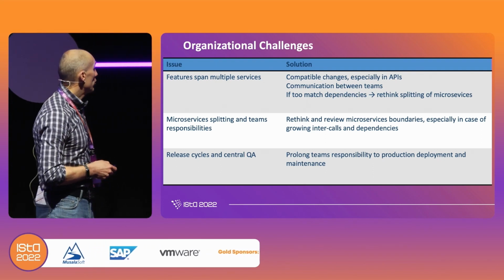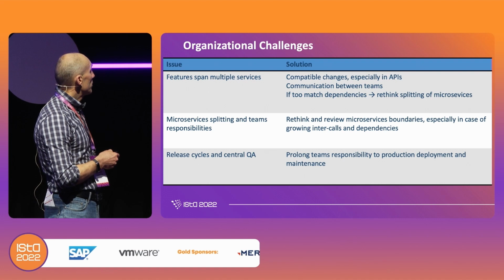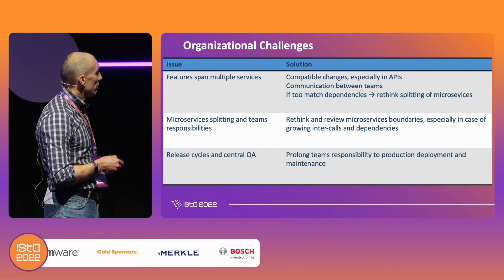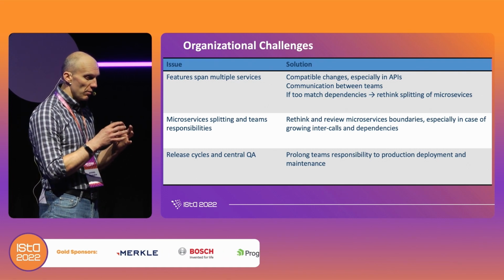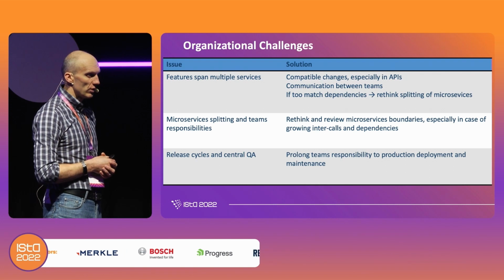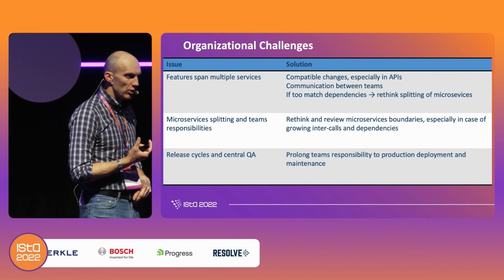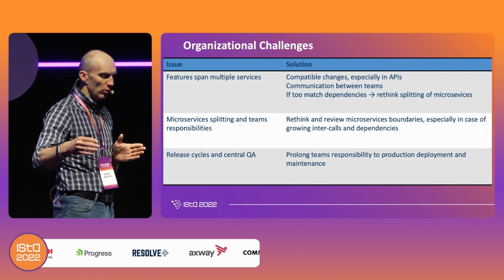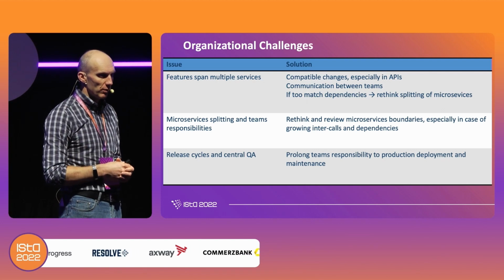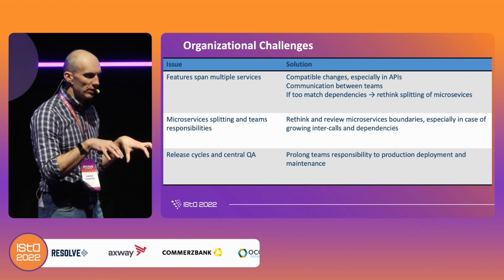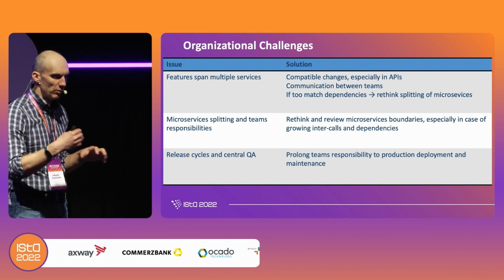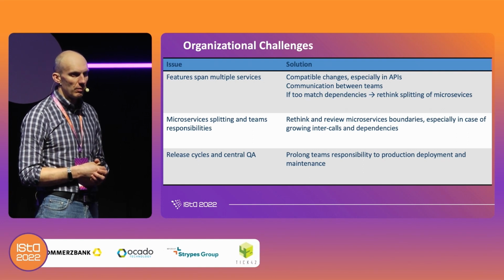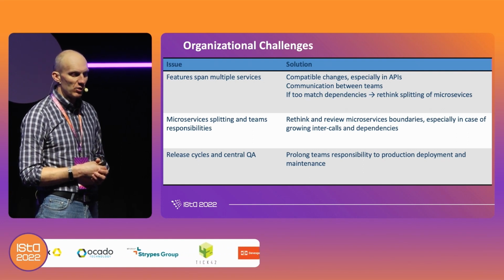What do we do with organizational challenges? Features span multiple services. Most important was that if they make changes in APIs, external APIs that another component uses, they do it in a compatible way. For example, if we need to rename some attributes, we first add the new one, wait until the whole system is migrated, and only afterwards delete the old one. So the change should be compatible. In this case, you can still deploy independently. If you deploy the new version, other components, other microservices, are not broken.